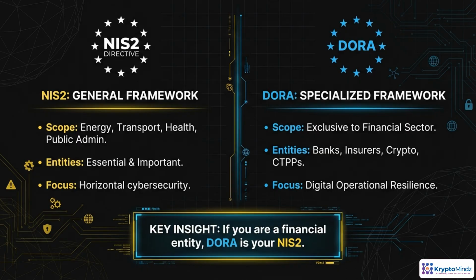NIS2 and DORA sit side by side in the EU framework, but they aim at different levels. NIS2 is broad. It covers many critical sectors and sets horizontal cybersecurity obligations for essential and important entities. Think of it as the baseline cyber rulebook for the wider economy. DORA is narrower but deeper. It applies only to financial entities and critical ICT providers, and it extends beyond security into full digital operational resilience: governance, risk, testing, incident handling, and third-party management. So if you're a financial institution, DORA effectively functions as your sector-specific version of NIS2.